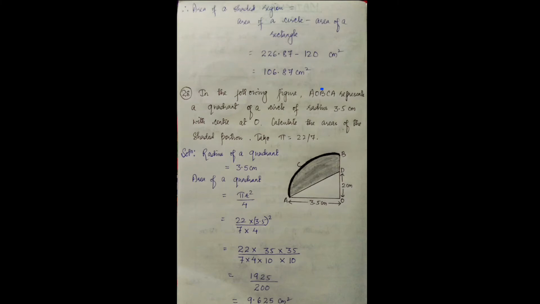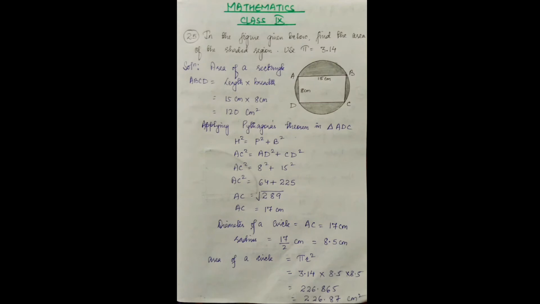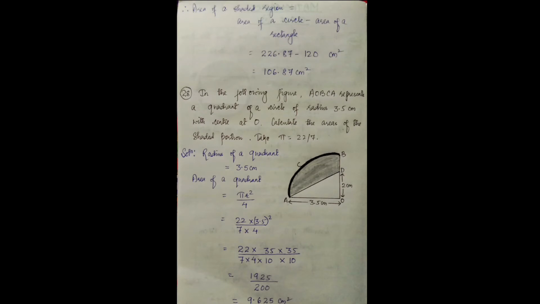Now we have to find the area of the shaded portion. To find the area of the shaded portion, from the area of this circle we have to subtract this rectangle. So the area of the circle minus the area of the rectangle. This is the area of the circle, this is the area of the rectangle. On subtraction it will give 106.87. This is the area of the shaded region.